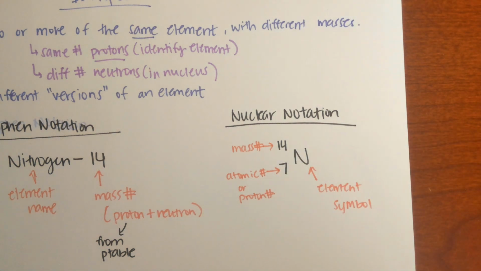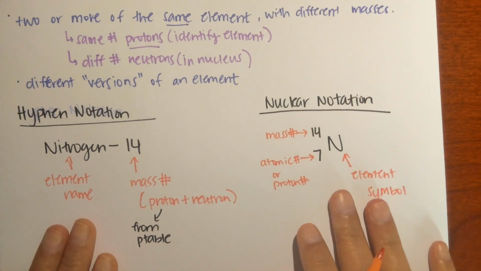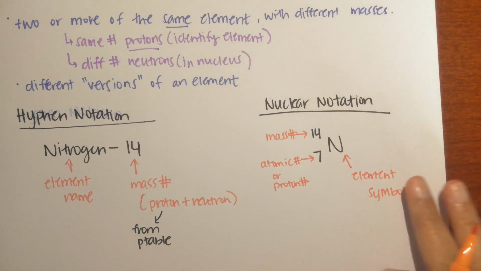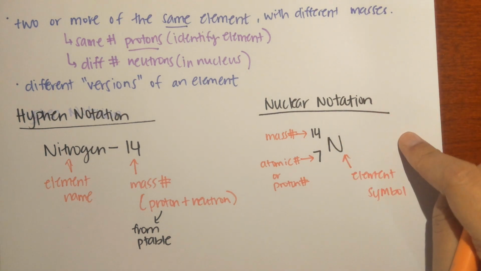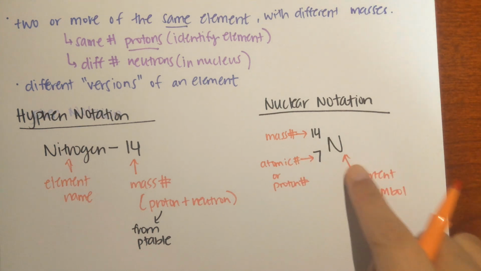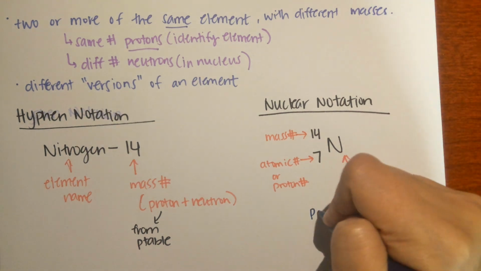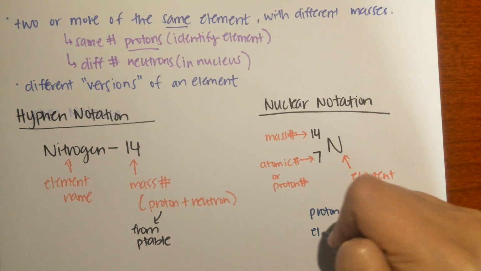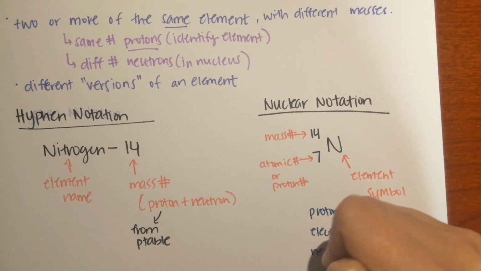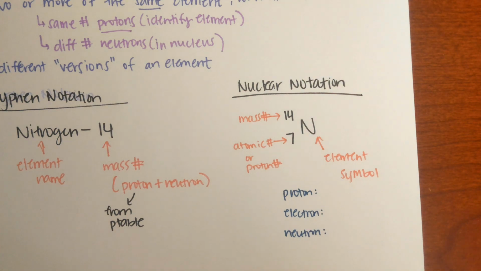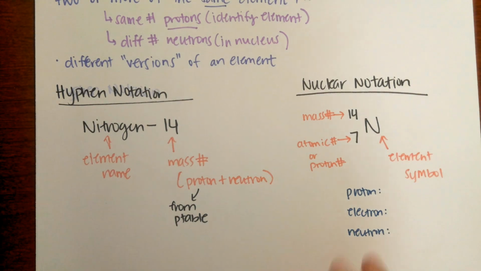Because again, proton and atomic number go hand in hand all the time. So you've got to know the difference between the different notations, but the nice thing is, I personally like nuclear notation better, because you have two numbers to deal with, and you can basically get everything that you need from the notation itself. So for example, if I were to ask you how many protons, how many electrons, and how many neutrons there are, you can pretty much get everything from here without even looking at the periodic table. Whereas with hyphen notation, you have to look at the periodic table if you don't have anything memorized.